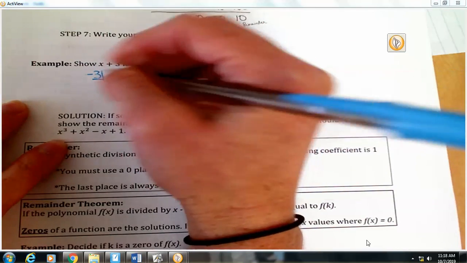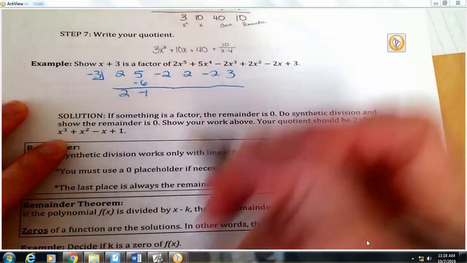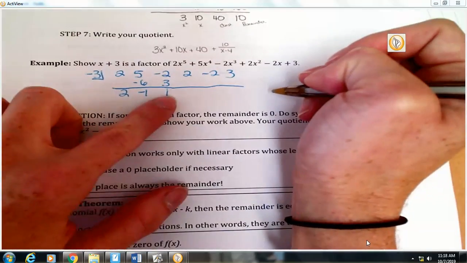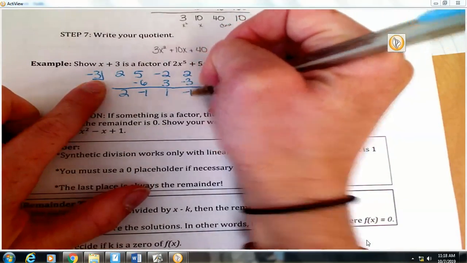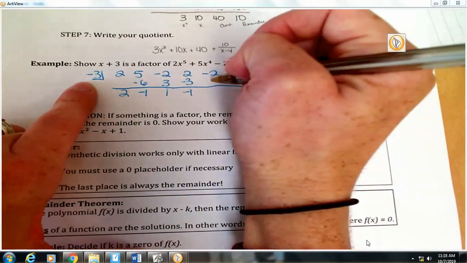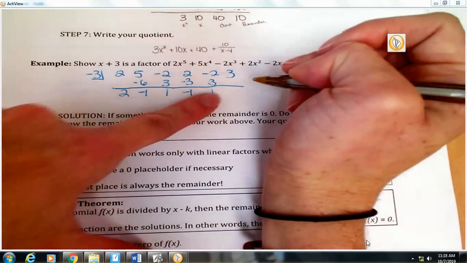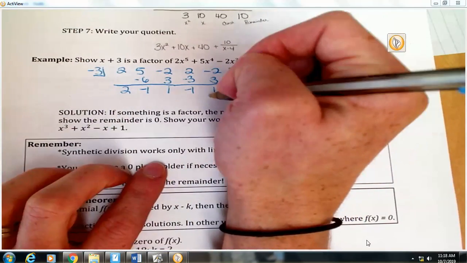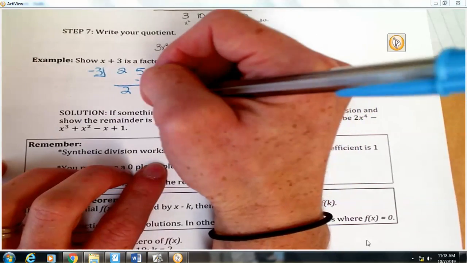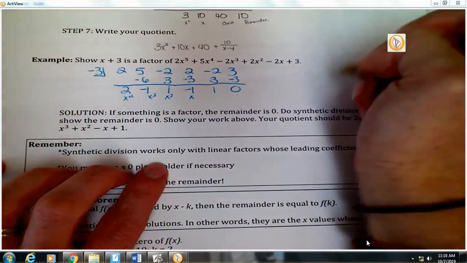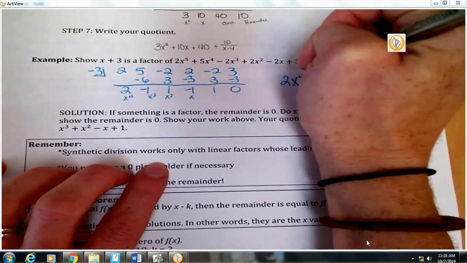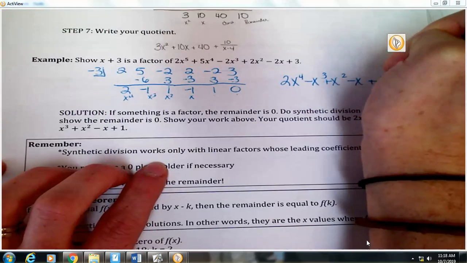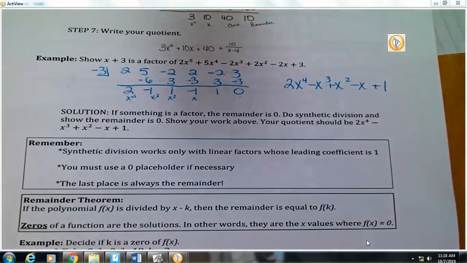Okay, so 2 comes down, multiply and you get -6, add and you get -1. Multiply, we get 3, add, we get 1. Multiply is -3, add and we get -1. Multiply is 3, add and we get 1, and finally -3 plus 3 is 0. So my remainder is 0. This is my constant, x squared, x cubed, and x to the 4th. So my answer is 2x to the 4th minus x cubed plus x squared minus x plus 1. And since my remainder was 0, I could leave that off.